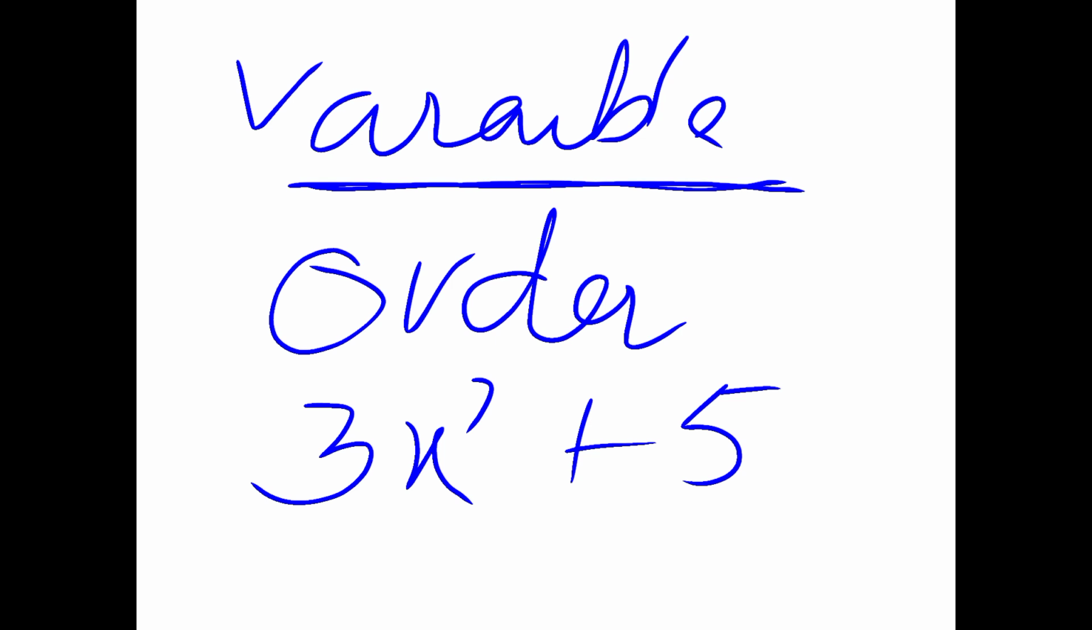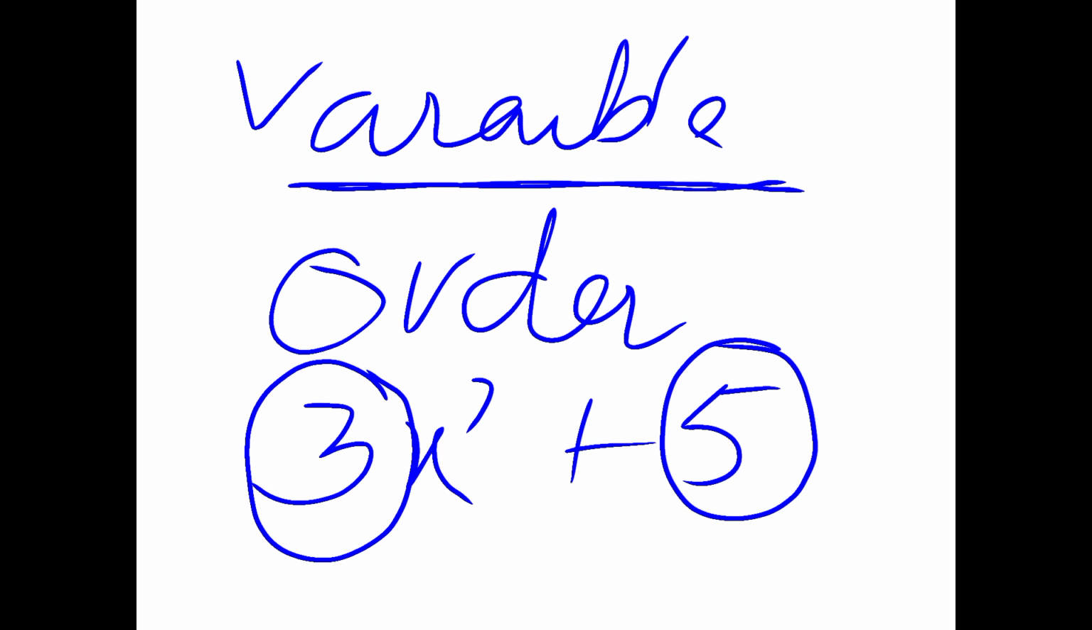Okay, now look at this 5. You know what this 5 is. You also know what this 3 is. 3 things, 3 biscuits, 5 books. Okay, what does this x mean?